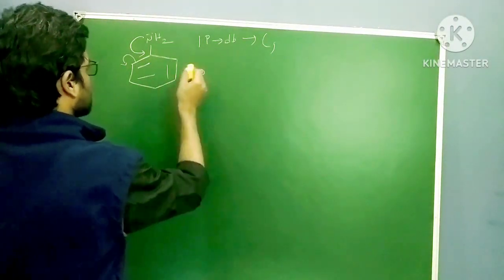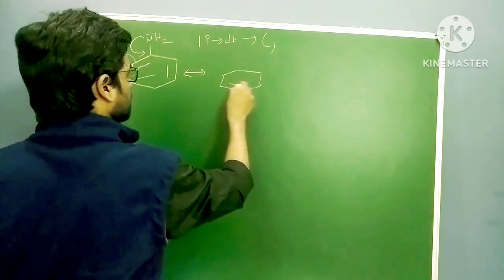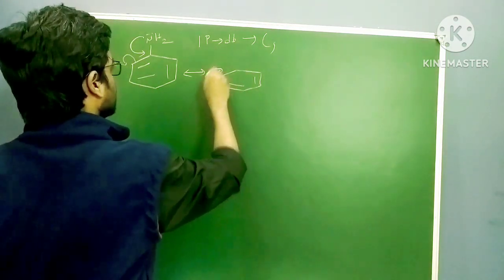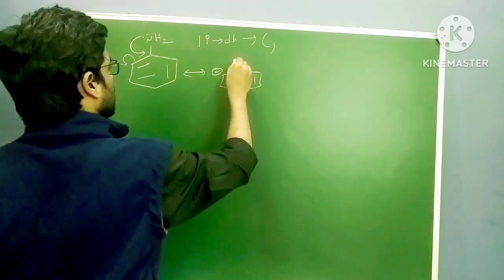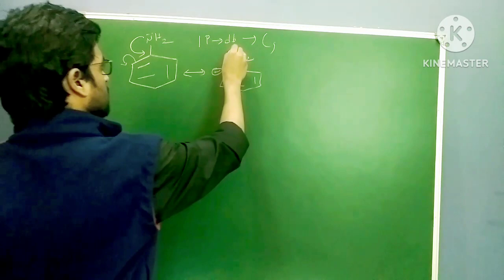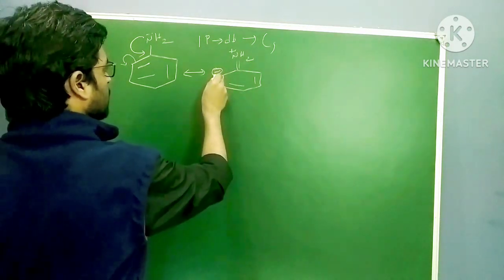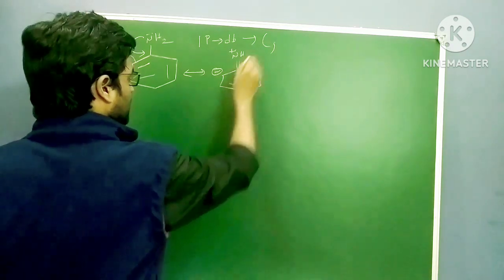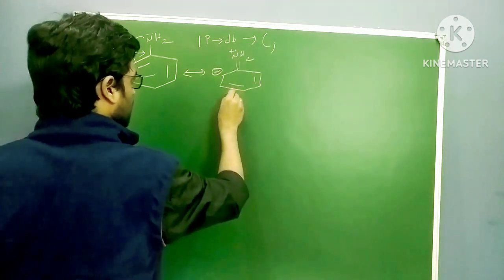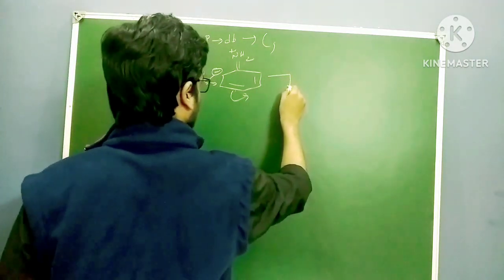First of all, the first structure is like this, minus, double bond, NH2 positive, 4 bonds, positive. This is the first structure. Again, this is the lone pair to double bond. So next movement anti-clockwise, lone pair to double bond. Okay, so this is the next one.